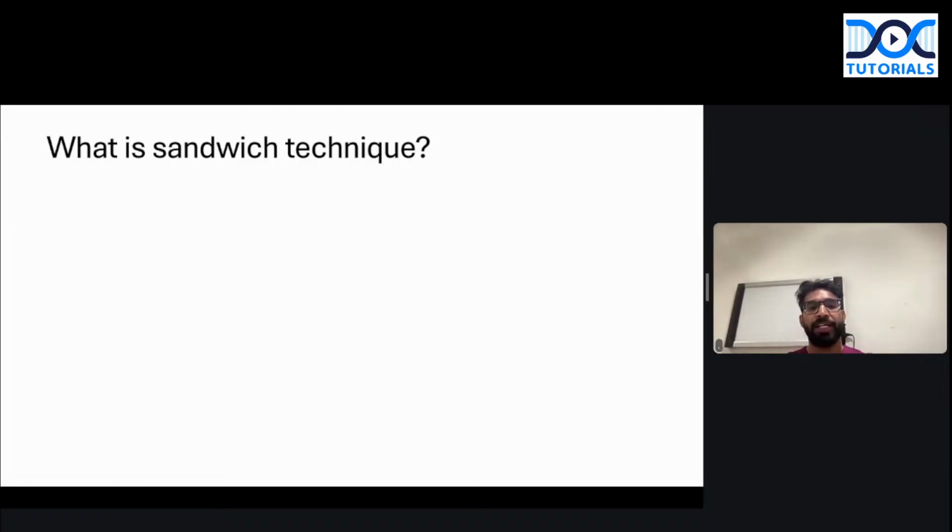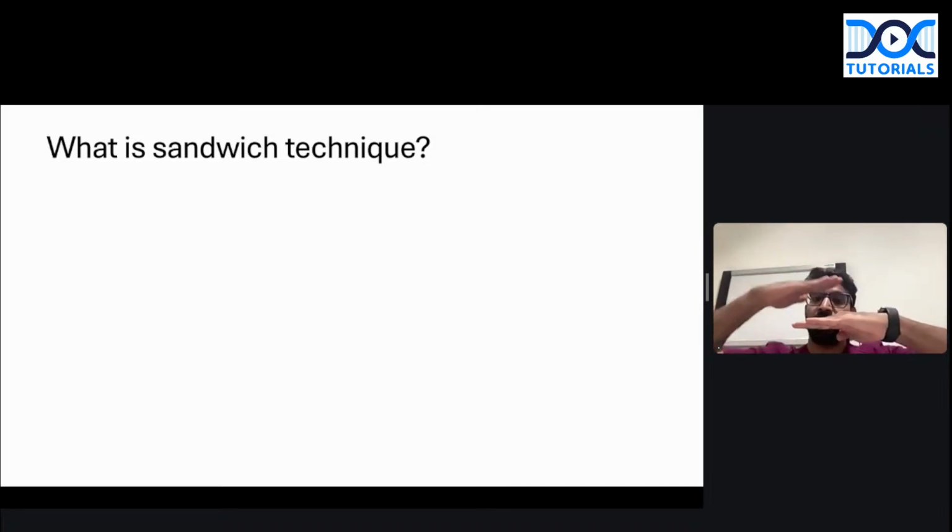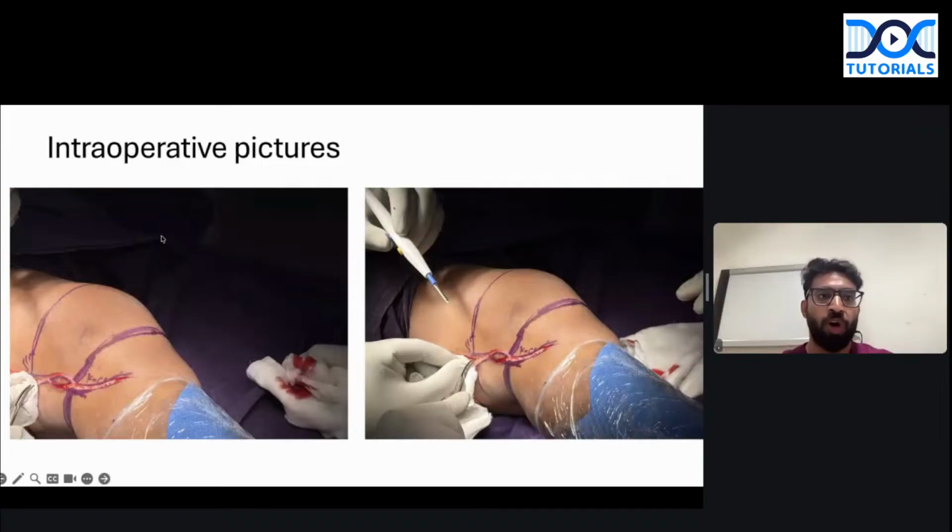So that is the sandwich technique. We put a layer of bone graft. If the giant cell tumor is involving the articular cartilage, in order to preserve it, we put a bone graft, then we put a gel foam, then we put a bone cement. So this is what I was trying to say.